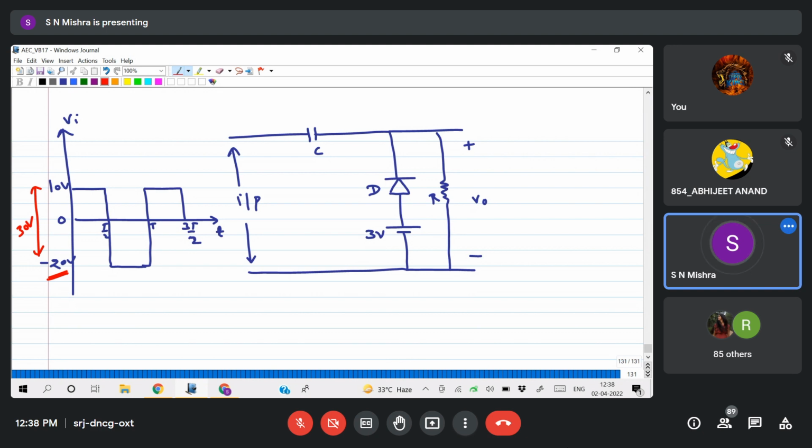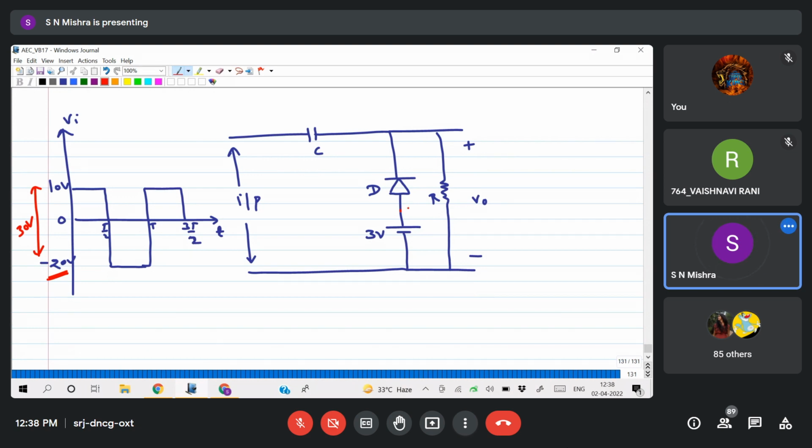How much are you getting? Sir, 33. Okay, 3 to 33, so that is 30 volt. That is correct. So how to plot the waveform? Try it, those who have not done, see here.